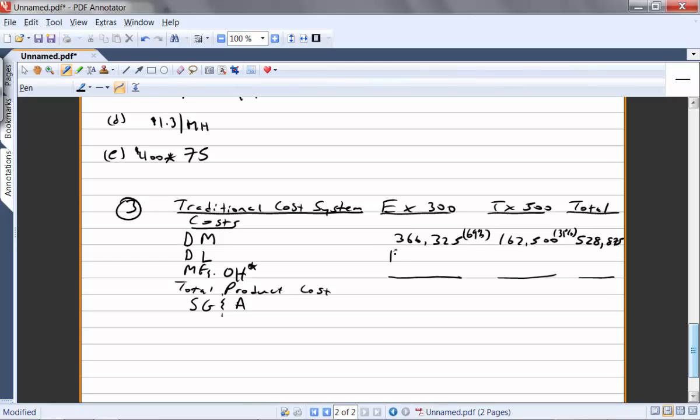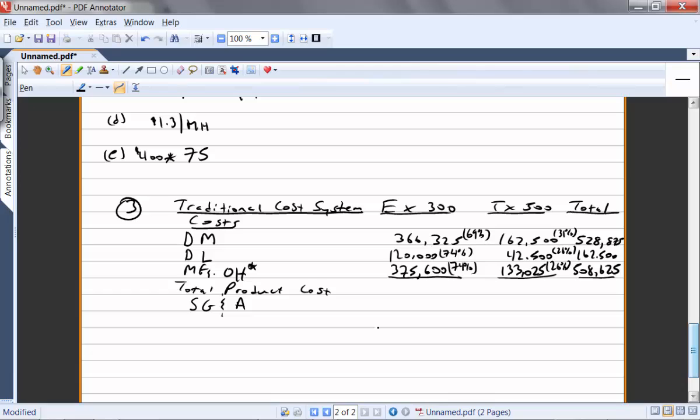And then for labor, 120,000 goes to E, and I believe it was 42,500 to the T. Total was 162,500. So 74% goes to E, and 26% goes to T. Now for manufacturing overhead, we know the total was 508,625, and we figured out that 375,600 goes to E under the traditional system, and 133,025 goes to T. So 74% of the manufacturing overhead is going to the E product under the traditional system, and 26% is going to the T product.